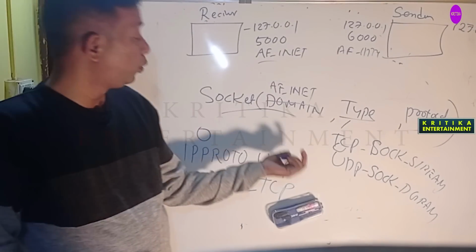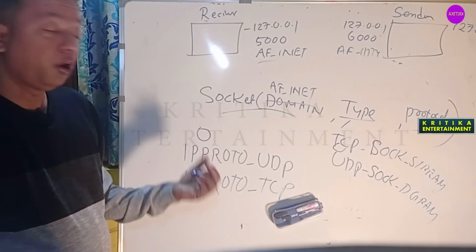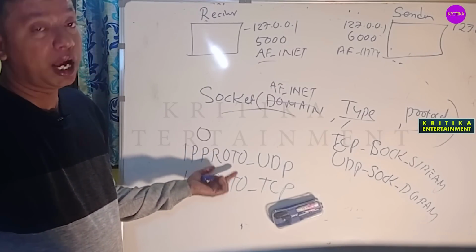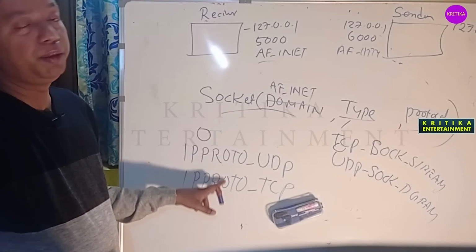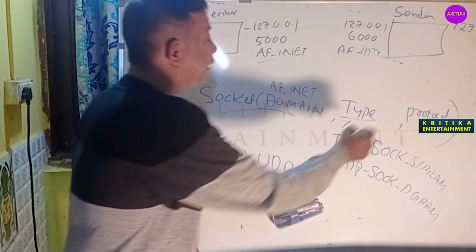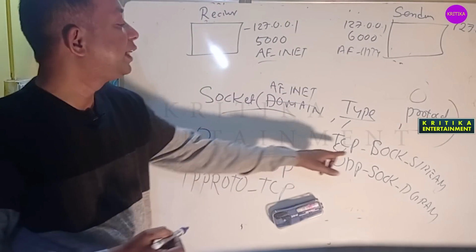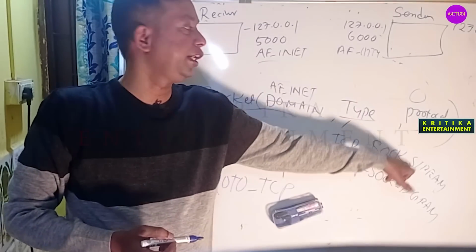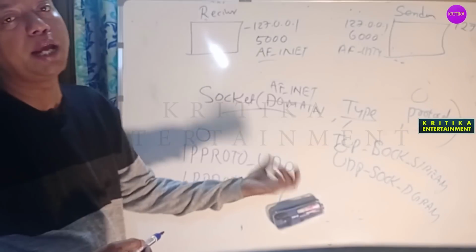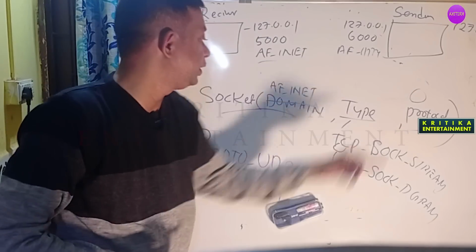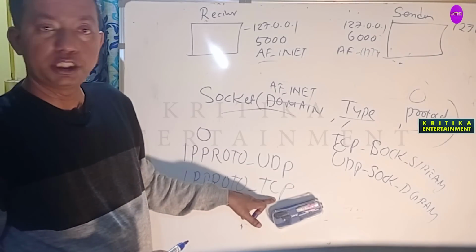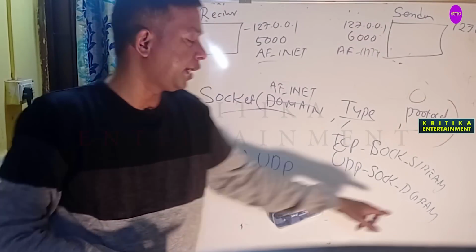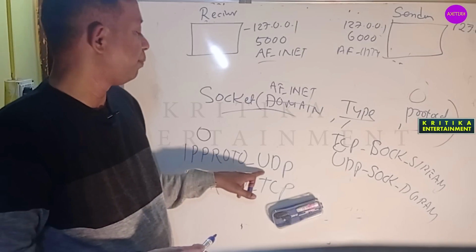But if you don't remember these macros, because they are written in capital letters, so they are called macros, then you can simply take 0. Whichever socket type you have declared, it automatically assigns that type's protocol. If you use 0 with SOCK_STREAM, it will automatically assign IPPROTO_TCP. If you are using SOCK_DGRAM, it will automatically assign IPPROTO_UDP.